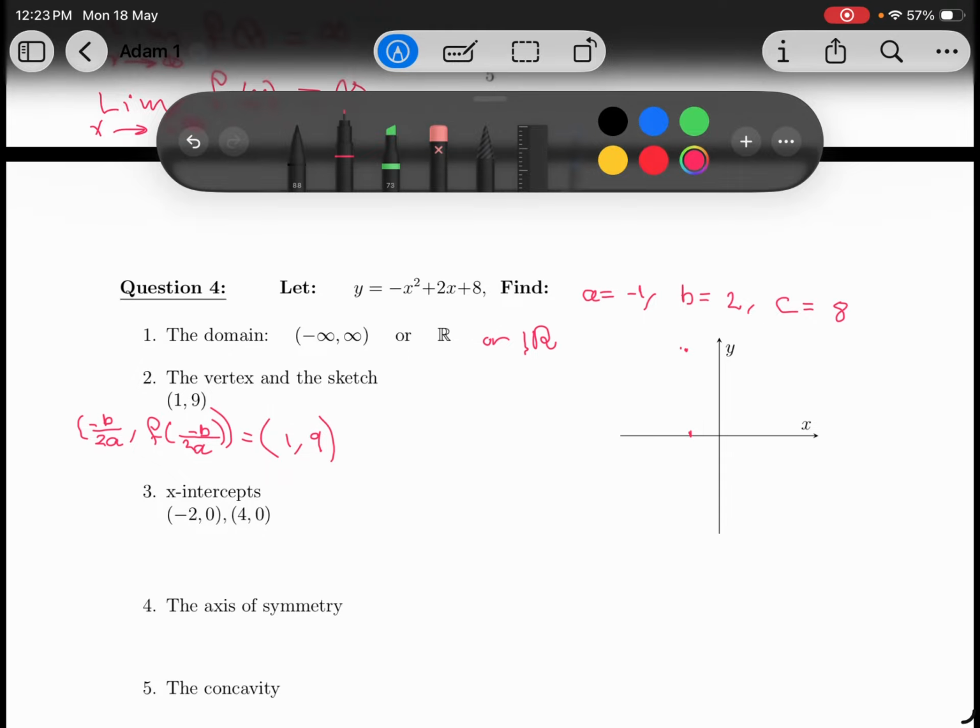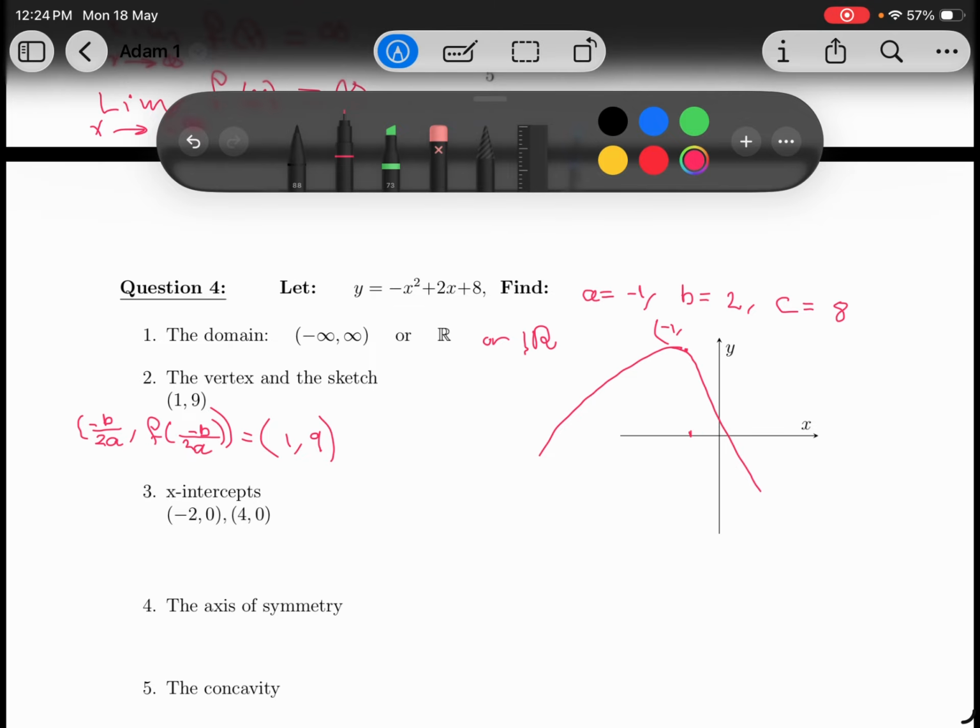And this is somehow going like that, and okay, maybe like this. Okay, guys, this is fine.